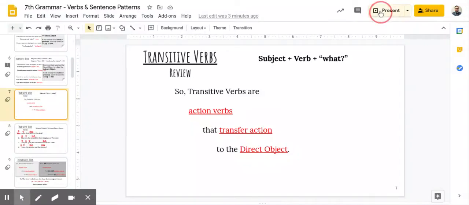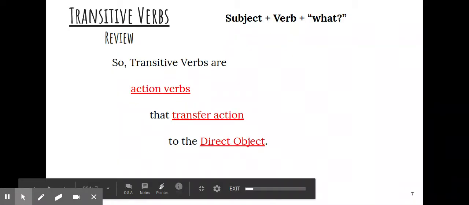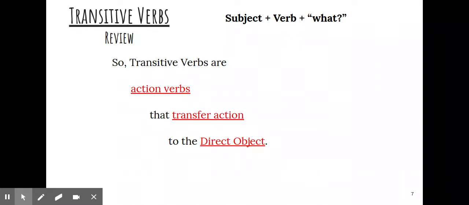All right, so we need to pick up where we left off talking about transitive and intransitive verbs. As we're going through here, we have said that in talking about verbs, we have two big categories: action verbs and linking verbs. And in the category of action verbs, every single action verb that we look at is either going to be transitive or intransitive.